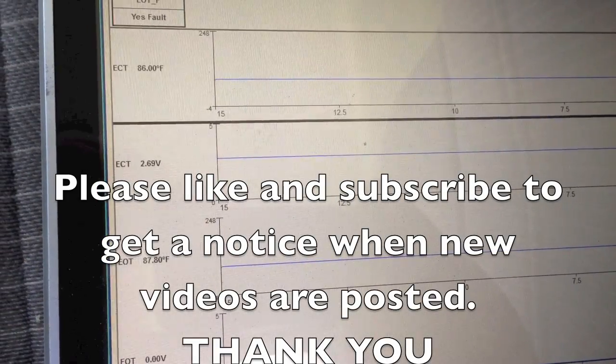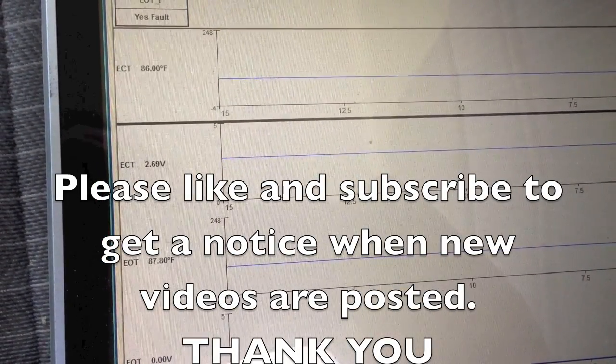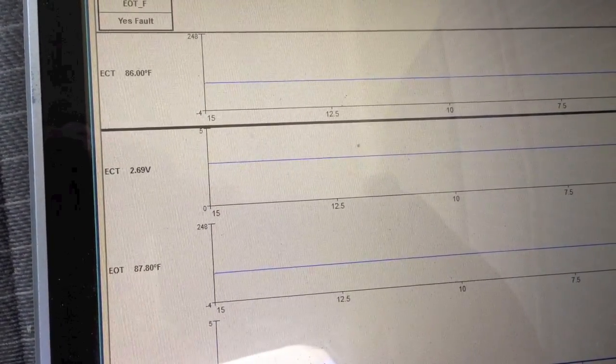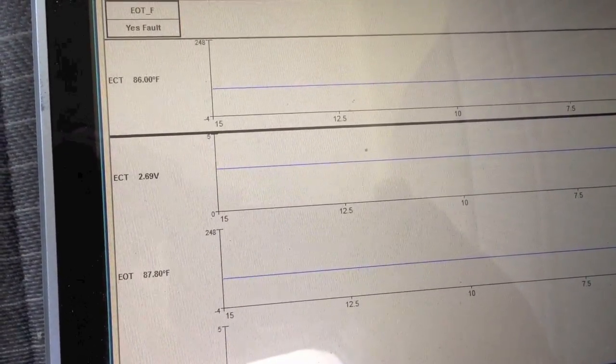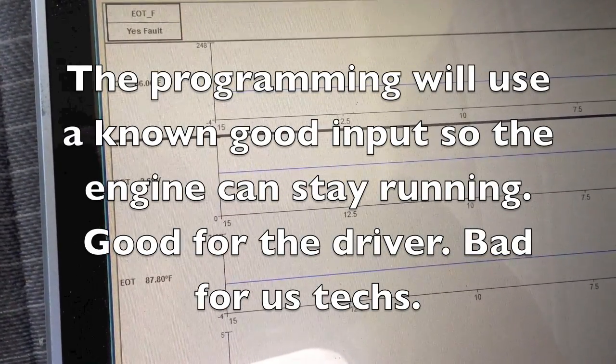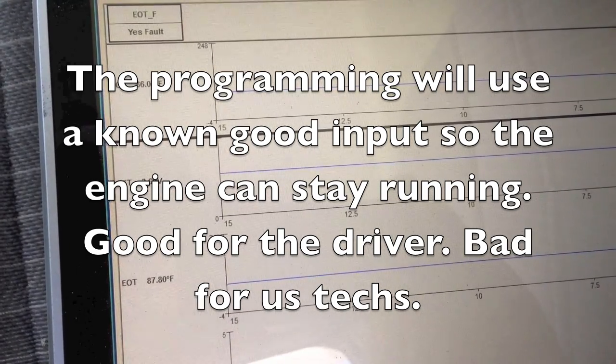Hi, today I have a 6.0, but pretty much it can be any one of these engines, or any one of the newer ones, anything into the 2000 and up. What I want to talk about is the strategy of what happens when you lose a signal to either the coolant temp or the oil temp.